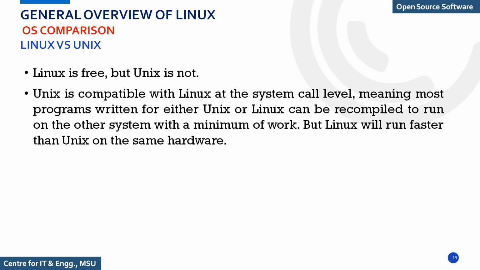The next is operating system comparisons. Here you can see the comparison of Linux and Unix. Linux is free, but Unix is not free. Most programs written for Unix can be run or recompiled and can be worked with Linux. Linux will run faster than Unix on the same hardware. If on a similar hardware computer you install Unix and you install Linux, Linux will run faster than Unix.